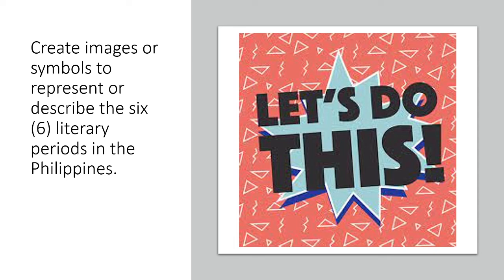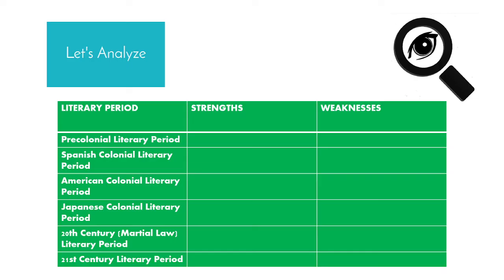So now, let's do this. You create images or symbols to represent or describe the 6 literary periods in the Philippines. Who may answer? Okay. Very good. That was a nice analysis about the description of the 6 literary periods. So now, I want you to analyze the strengths and weaknesses of the said period, like the pre-colonial, the Spanish period, American period, Japanese period, 20th century, and the 21st century period.